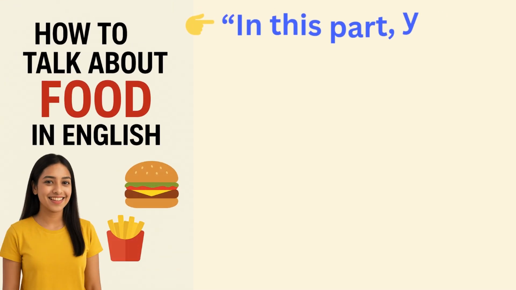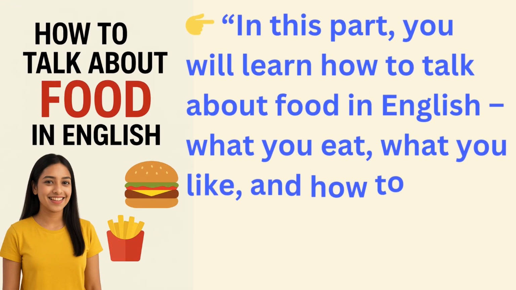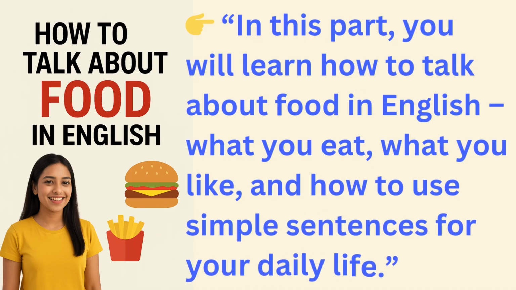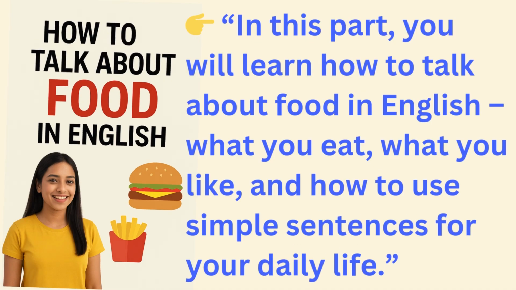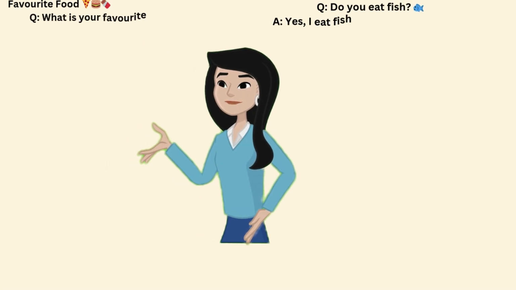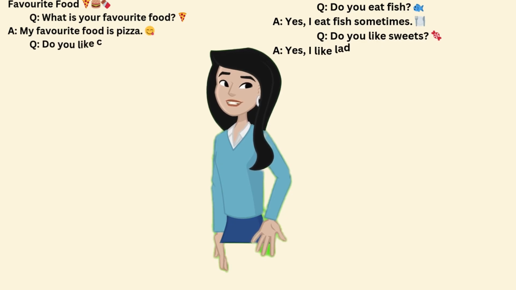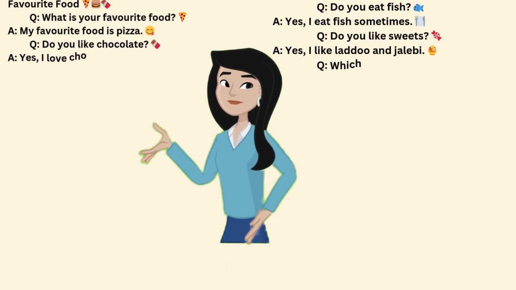In this part, you will learn how to talk about food in English, what you eat, what you like, and how to use simple sentences for your daily life. Question: What is your favorite food? Answer: My favorite food is pizza. Question: Do you like chocolate? Answer: Yes, I love chocolate.